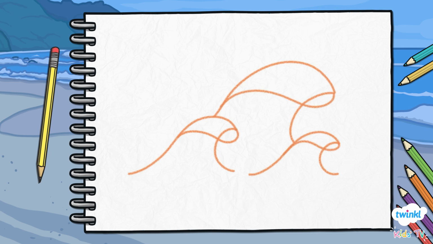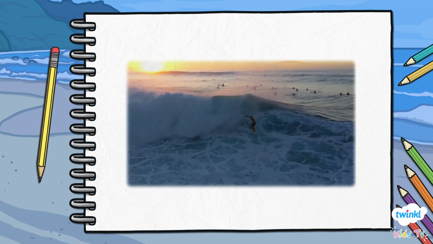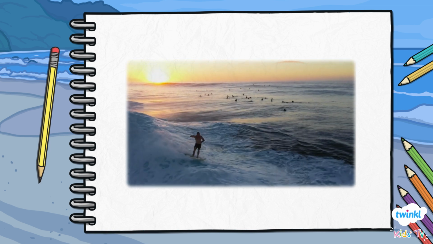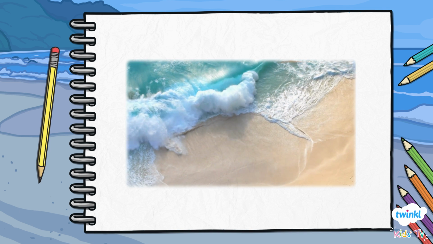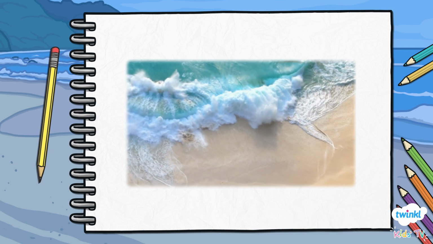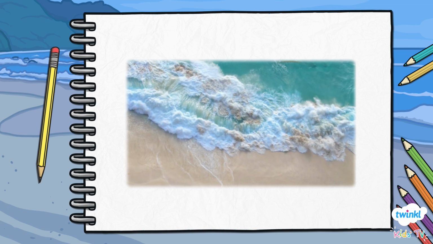Let's find out a bit more about waves. Waves are formed by the wind. The wind blows the surface of the water, which creates a circular motion within the wave. This circular motion creates the waves.